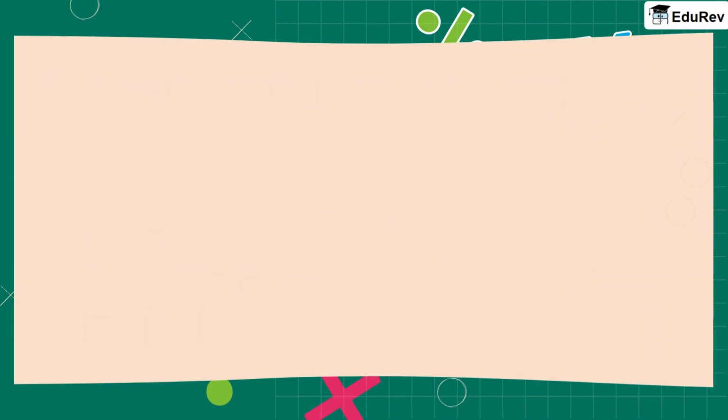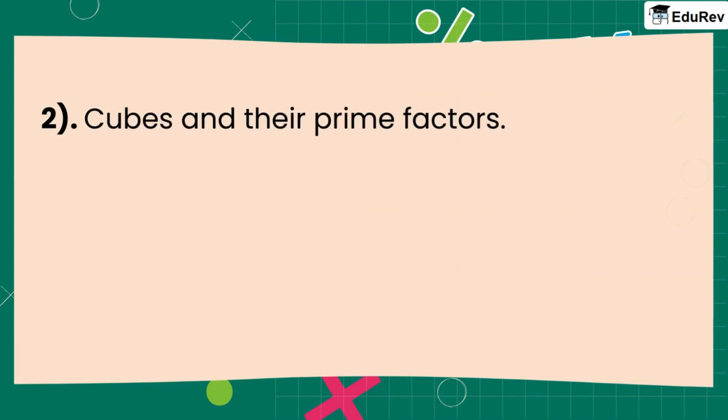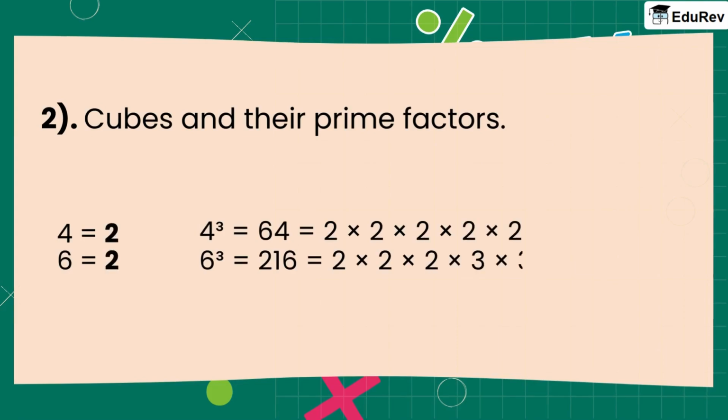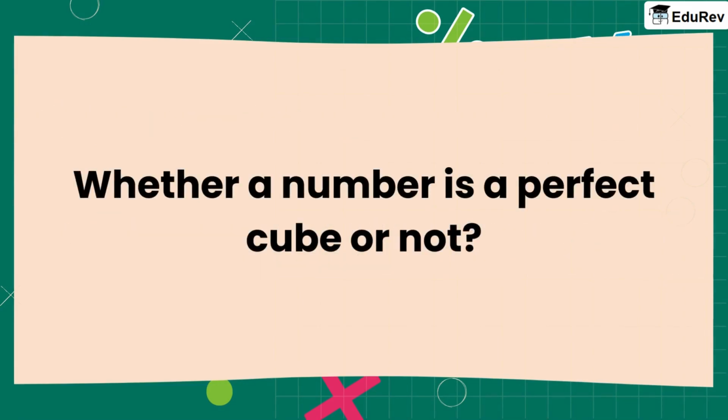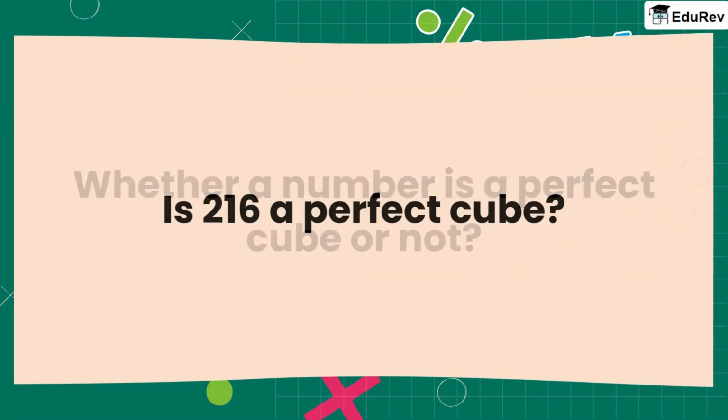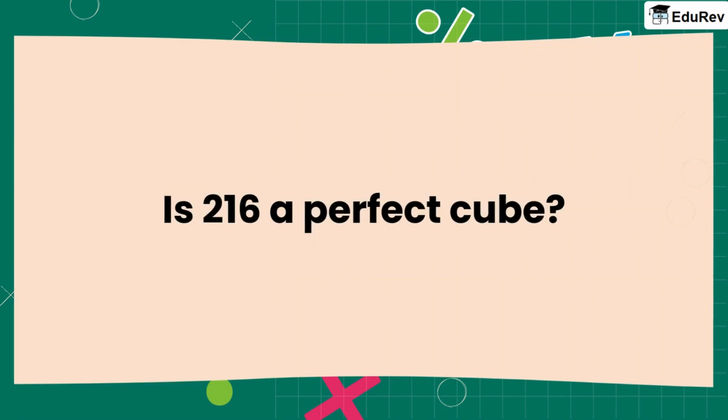The second pattern is about cubes and their prime factors. Consider the following prime factorization of the numbers and their cubes. Each prime factor appears 3 times in its cubes. Now, we'll see how to judge whether a number is a perfect cube or not. Is 216 a perfect cube?